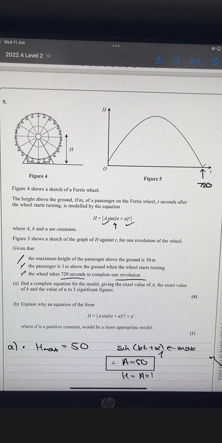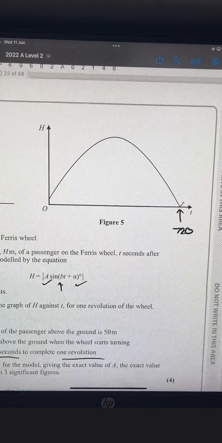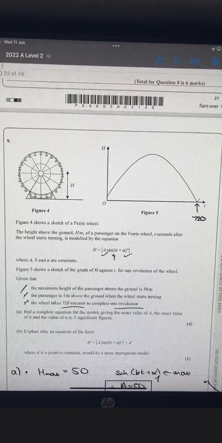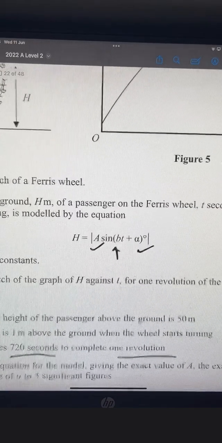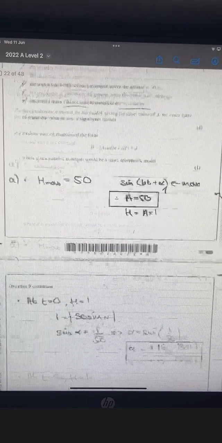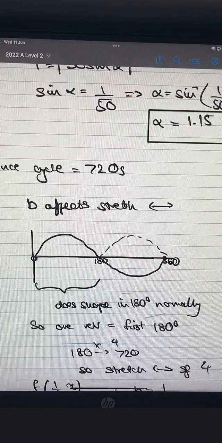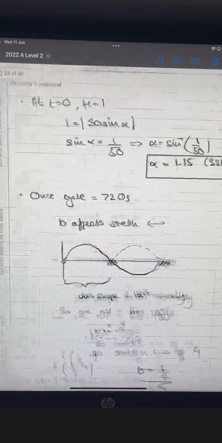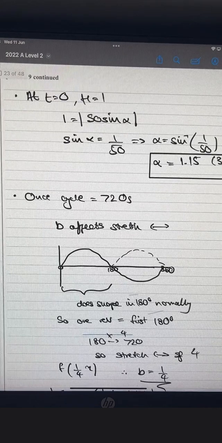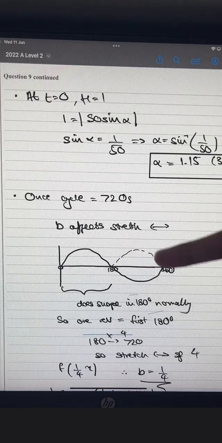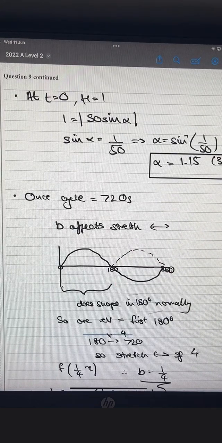So the wheel takes 720 seconds to complete one revolution. So I've labeled this graph, which shows one revolution, as 720. Hopefully that's making sense so far. So I've got a sine function as my equation, right? So sine normally looks like this curve here, and I've labeled 180 and 360. If I'm doing the modulus of sine, well, this bit is going to bounce up, right? Because modulus is never negative. So I've just got two bouncing curves on top.